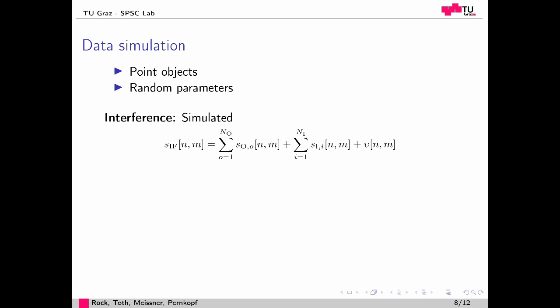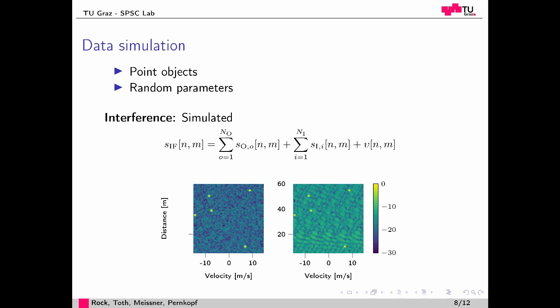Also, the interference is simulated, and it's added to the object reflection signal in time domain, together with some additive white Gaussian noise. This would be an example of the range Doppler map of simulated data, on the left clean and on the right side with interference.